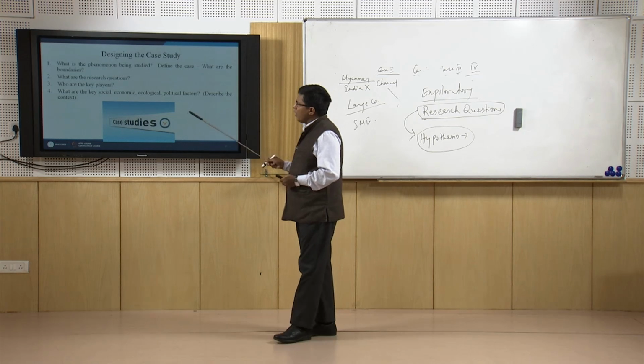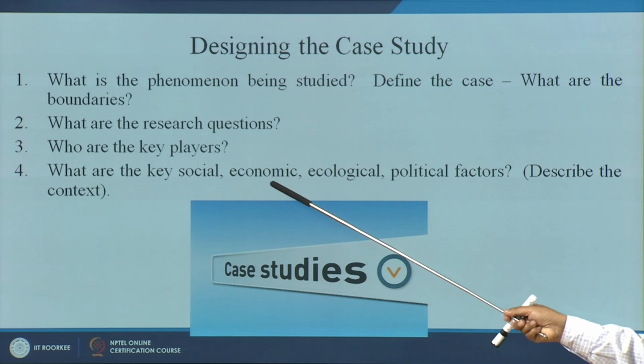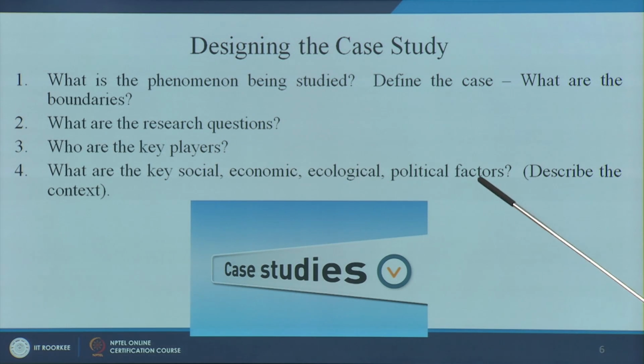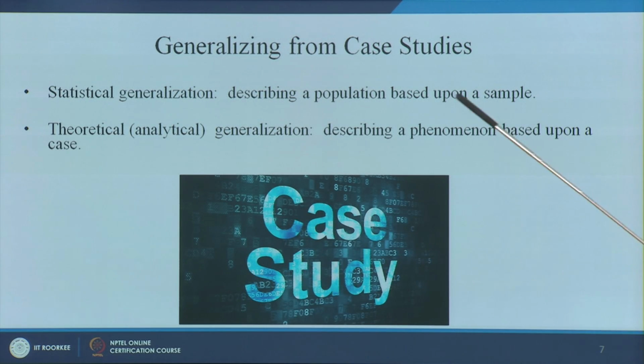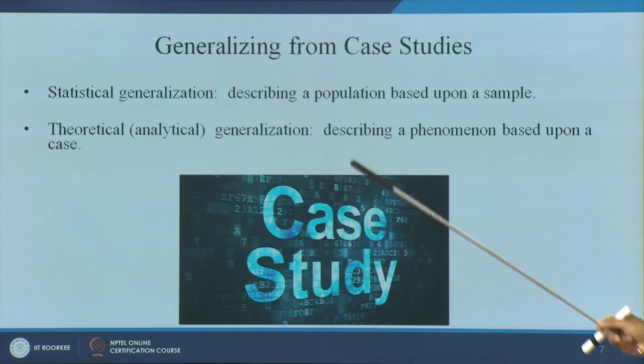Now let us go to who the key players are, and what the key social, economic and political factors are that describe the context. There are two generalizations, one is statistical and one is theoretical generalization.